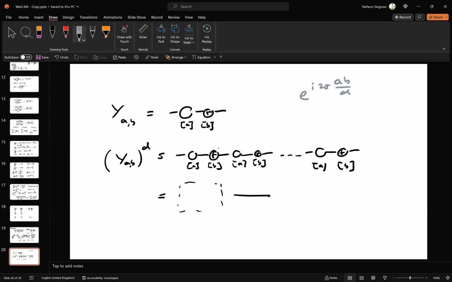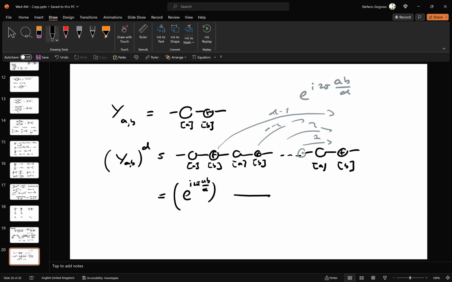So there is an x here that commutes through 1 z. Then there's an x before it that commutes through 2 z's, dot, dot, dot. This one commutes through d minus 1 z's, and this one commutes through d minus 2 z's. So the number of factors that I pick up is 1 plus 2 plus 3 plus 4 up to d minus 1. So it is d minus 1 times d over 2. So the overall factor is e to the I 2 pi a b over d to the power d minus 1 times d over 2.